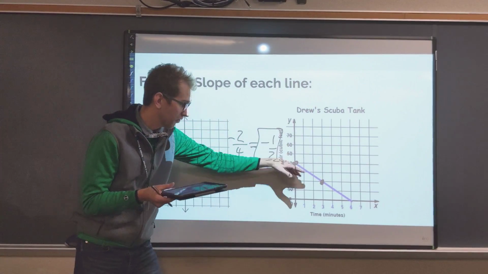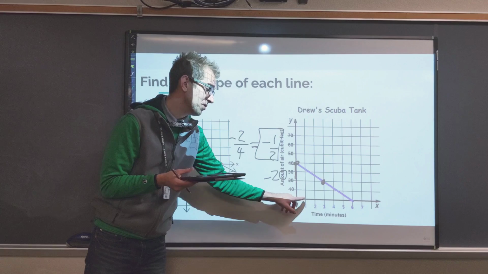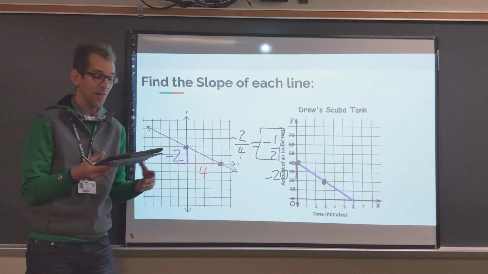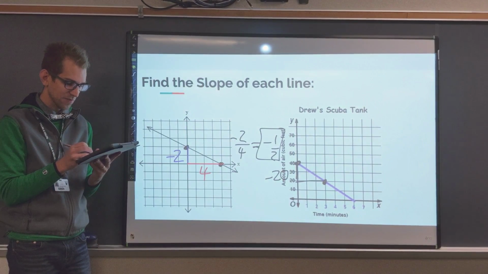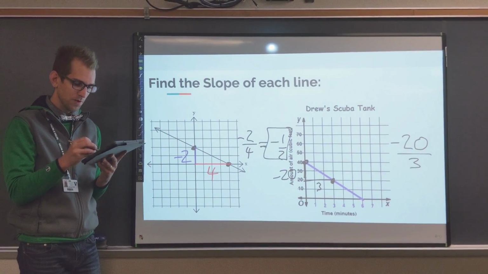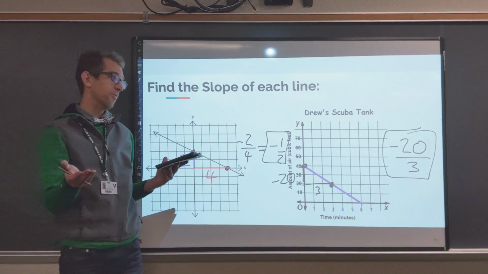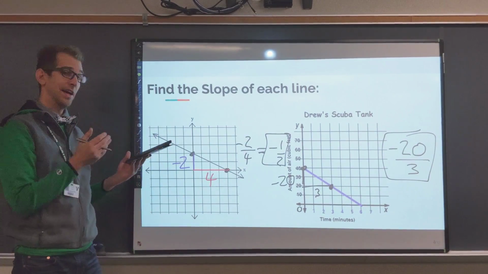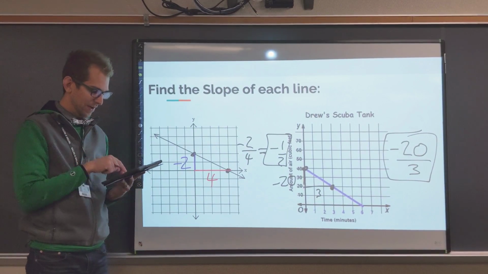So negative 20 for our vertical, and then over is just going 0, 1, 2, 3. So there, I'm fine just to go ahead and mark that as positive 3. And so negative 20 over 3 here would be our slope for this one. Improper fraction, but that's fine, and I can't simplify it, so let's leave it like that.